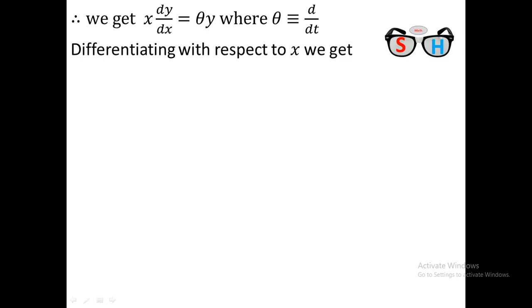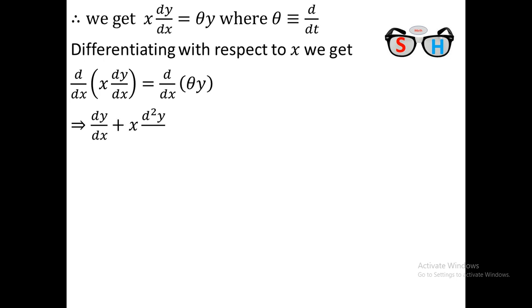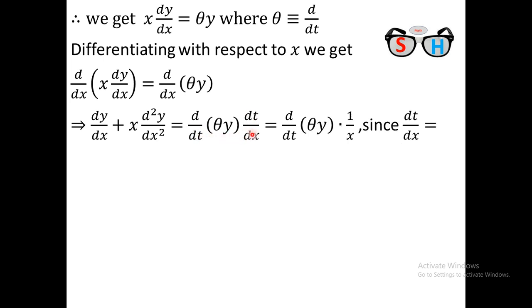Differentiating with respect to x, we get on the left hand side d/dx of x dy/dx equal to d/dx of theta y. You see that this is a function of t, so you have to use chain rule, therefore this will be d/dt of that into dt/dx. On the right hand side, d/dt of theta y and dt/dx, and dt/dx equal to 1/x. You see that dt/dx equal to 1/x. On the right hand side I just use chain rule, d/dx of theta of y, so I write down d/dt of that into dt/dx, and then I put the value of dt/dx, this is 1/x.